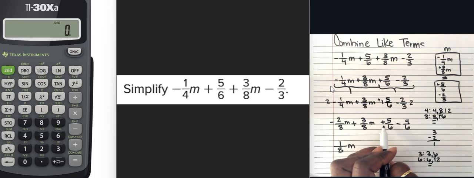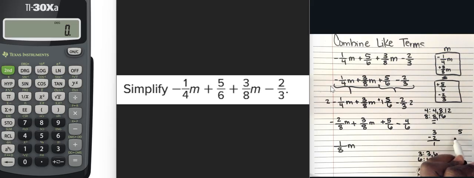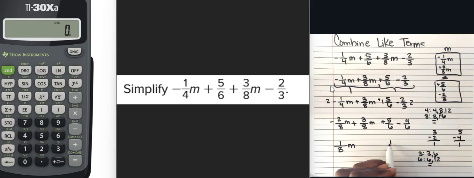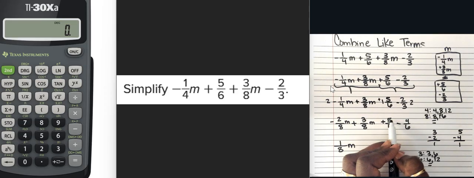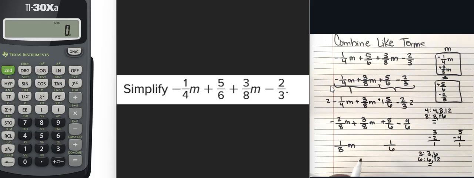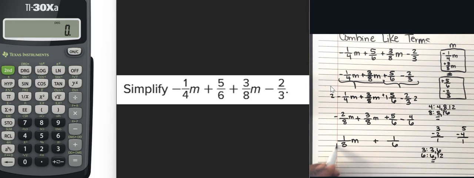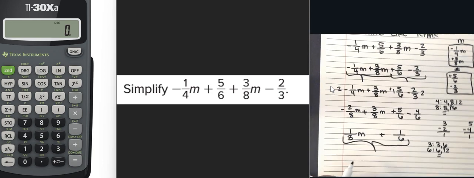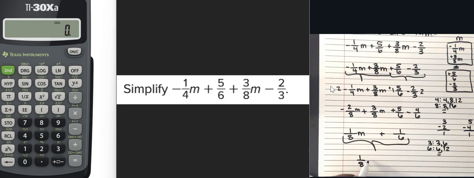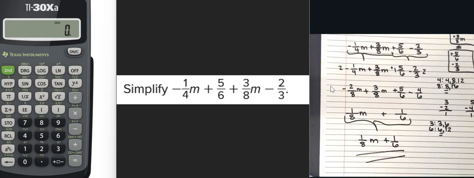So we're going in different directions, positive and negative. So remember, you're going to use subtraction, right? So 5 minus 4 gives you 1. And we're going to use the sign of the larger number. 5 is the larger number. It's a positive, so we're going to keep that there. And then your denominator is going to stay the same, okay? So this is a positive 1/6, okay? So when you bring those two together, what we end up with is 1/8 m plus 1/6. That is your answer.